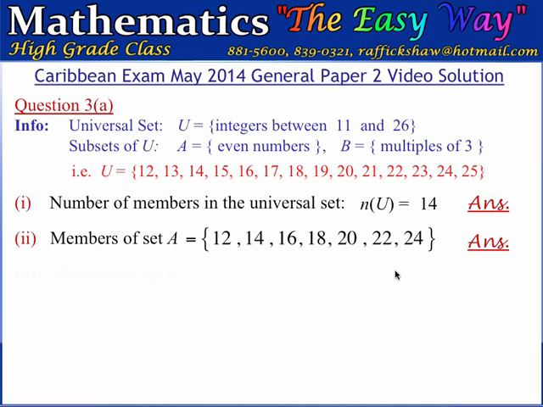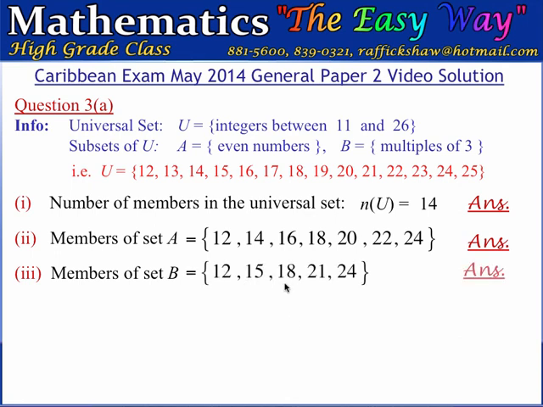And that is it. Part 3 wants us to list the members of set B. Set B, as we said, are the multiples of 3 in the universal set. The multiples of 3. And those are 12, 15, 18, 21, and 24. And so we can show that set. 12, 15, 18, 21, and 24. Those are the members of set B.